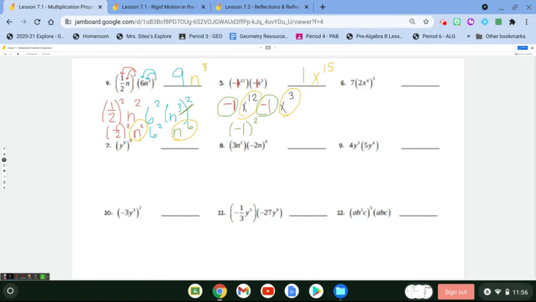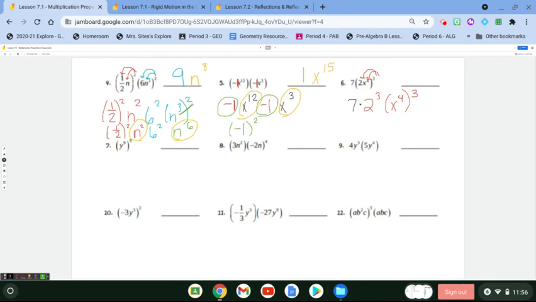All right, how about for number 6? Okay, I'm looking to see if I need to distribute anything. I do. So inside that parentheses, I see a 2 and an x to the 4th. So 2 to the 3rd, and then I have x to the 4th raised to the 3rd, and then I'm going to drop down that 7 that's on the outside.